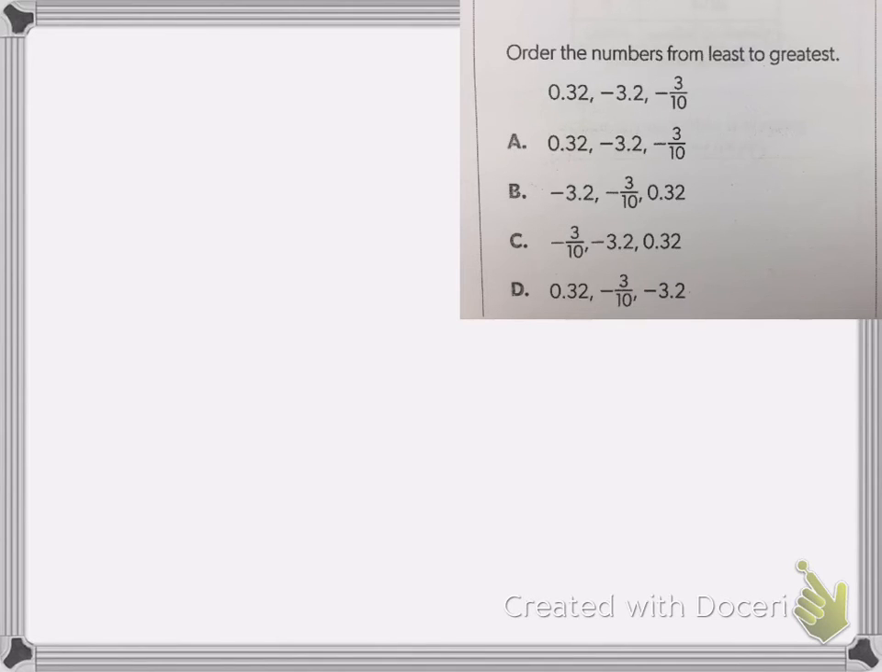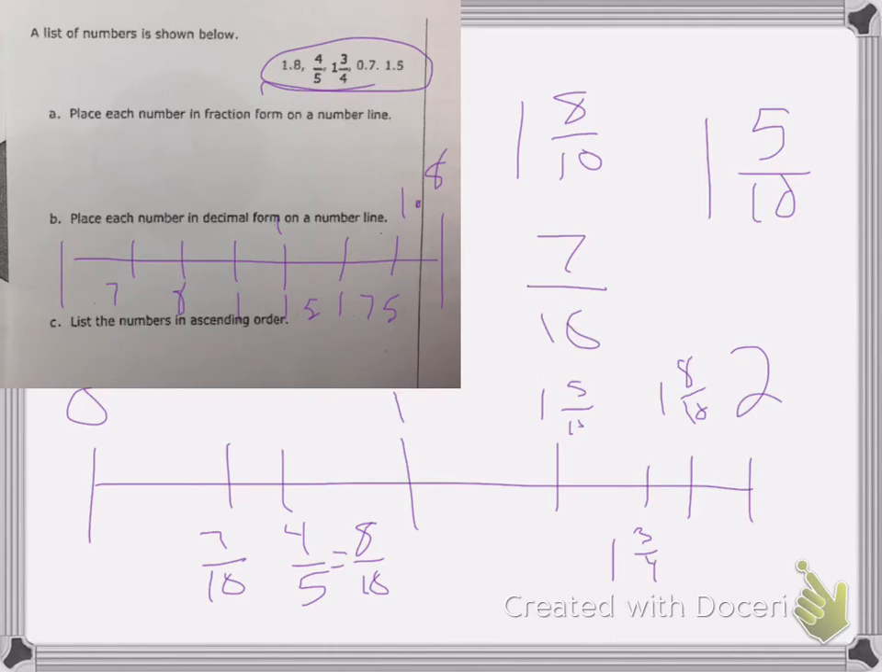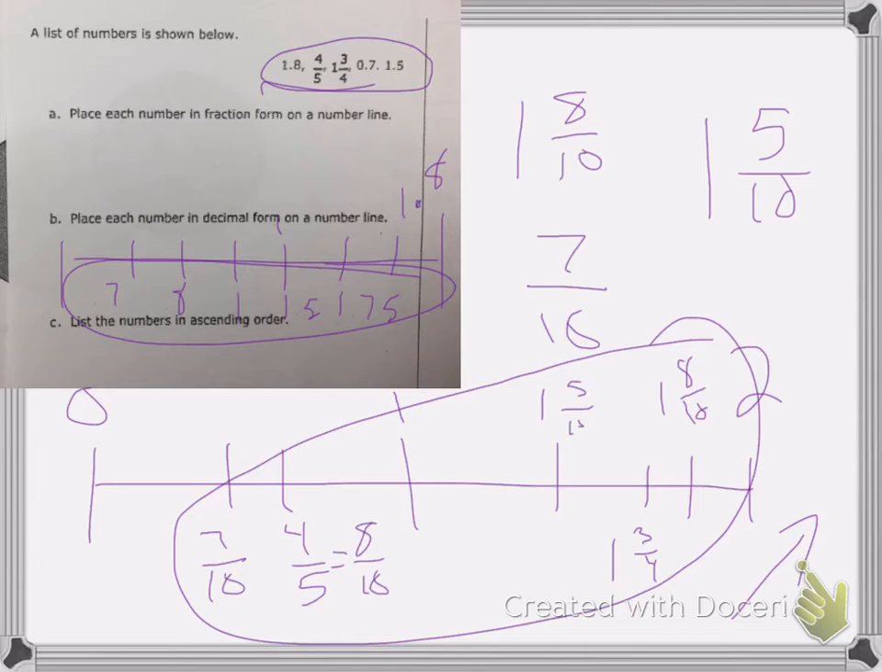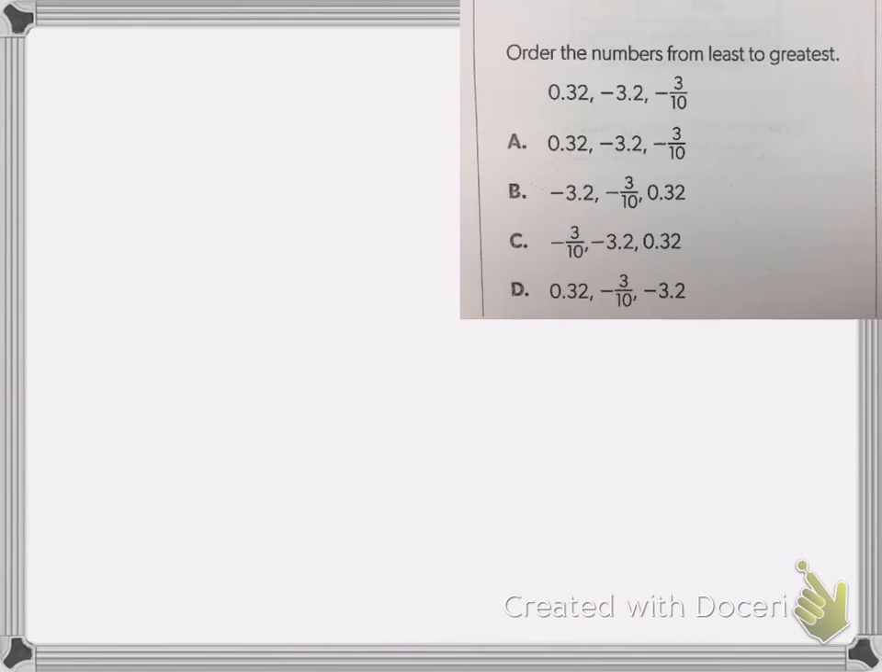All right, order the numbers. Oh, wait, I forgot something. List the numbers in ascending order. Ascending is least to greatest. Well, there they are in ascending order, right there on your number line. So either one of those would have worked.